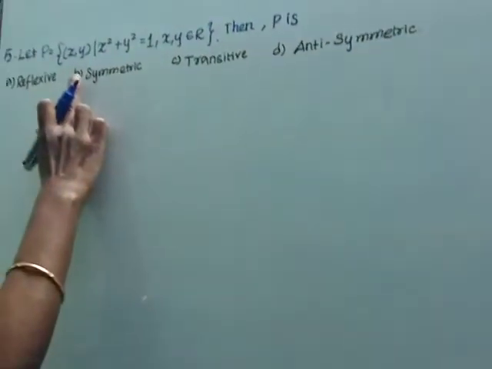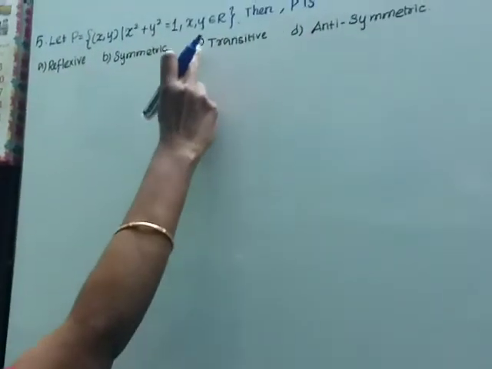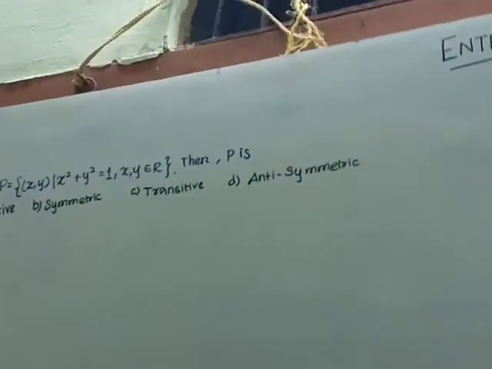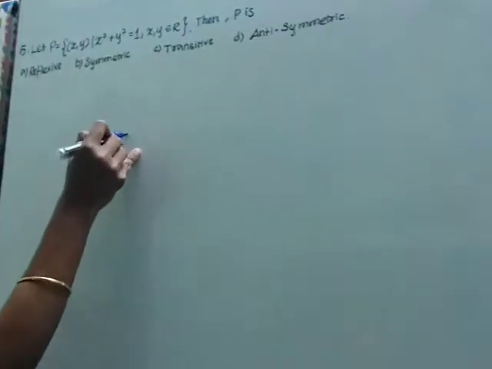Let P be the set of all x comma y such that x square plus y square equal to 1, where x comma y belongs to R. Then P is reflexive, symmetric, transitive, or antisymmetric. Doesn't this look just like the fourth problem we saw? What did we do in the fourth problem? Recall it: R equal to R inverse.